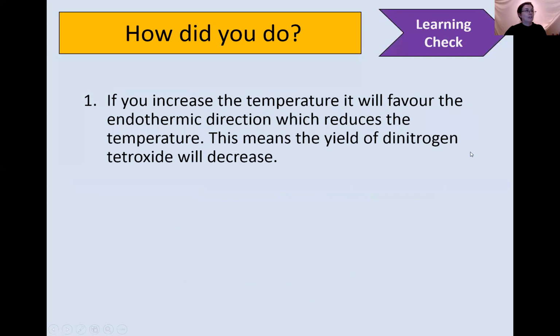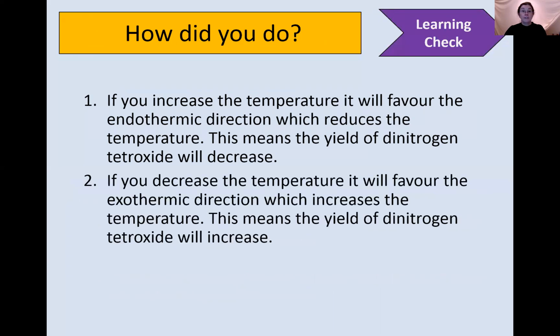Okay, so how did you do then? If you increase the temperature, it'll favour the endothermic direction, which reduces the temperature. So this means the yield of dinitrogen tetroxide will decrease. And if you decrease the temperature, it'll favour the exothermic direction, which increases the temperature. So this means the yield of dinitrogen tetroxide will increase.